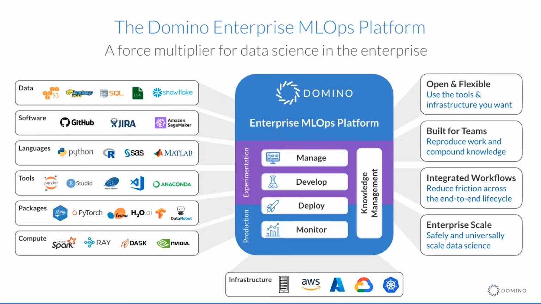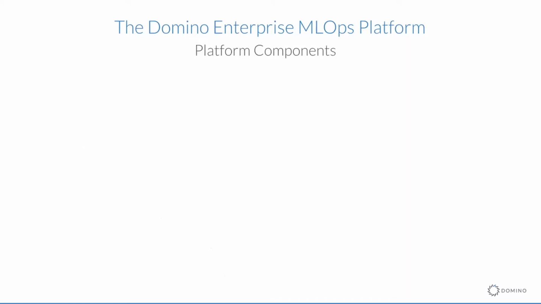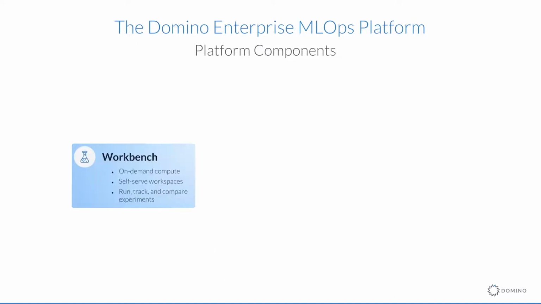With that being said, this leads us to our last slide before we go into our demo. And that's really to talk about the components that you're about to see with respect to Domino. So there are really 5 main components of the Domino platform that will allow you as a user or users to interact seamlessly to support the full data science lifecycle.